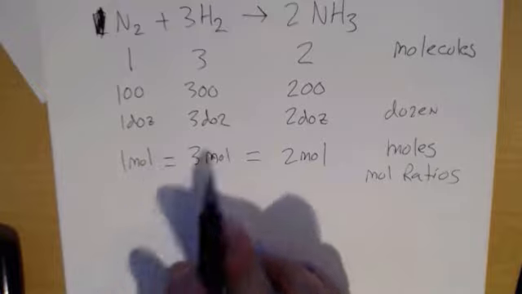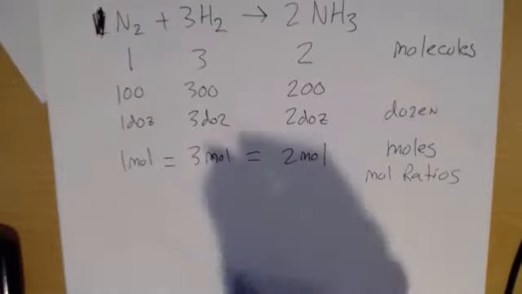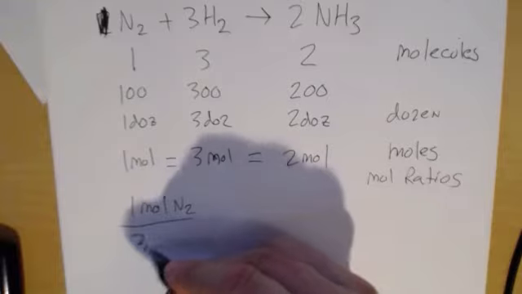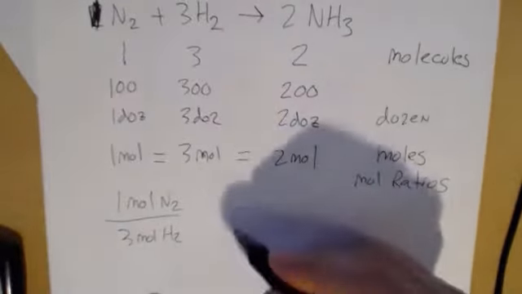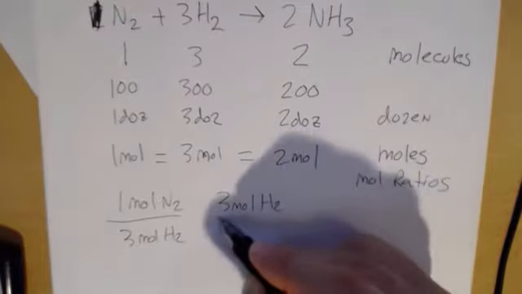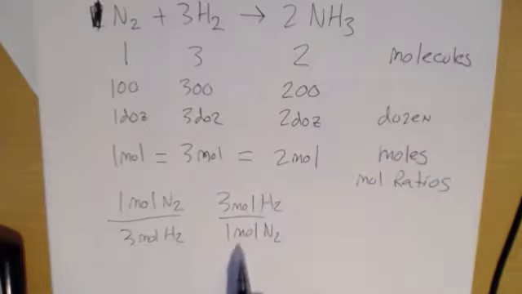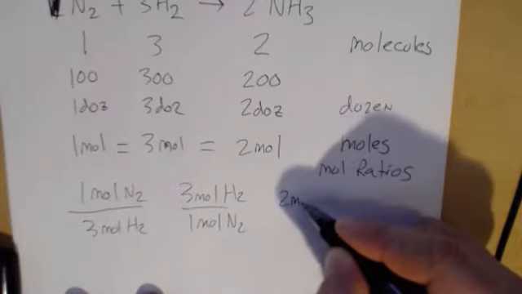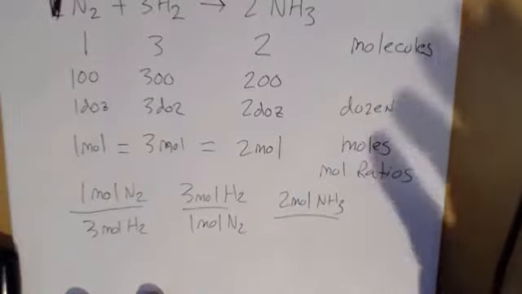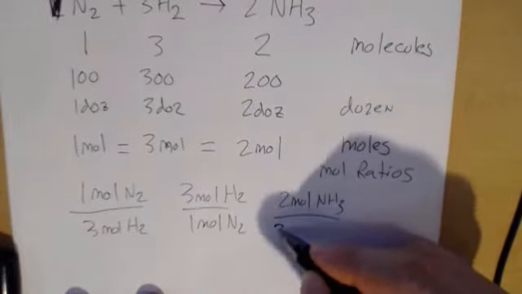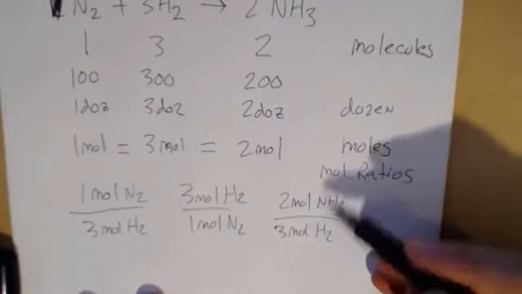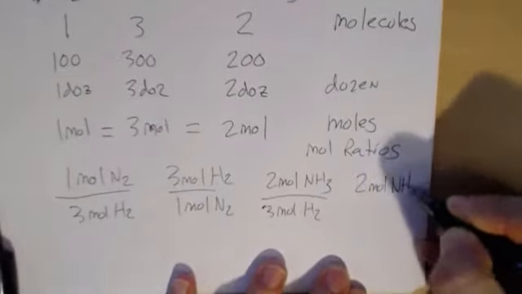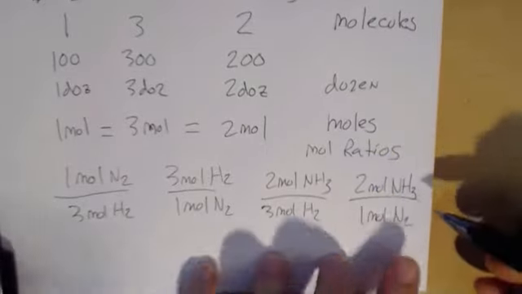I can write them as a fraction if I want. They're all equal to each other. I can have 1 mole of nitrogen over 3 moles of hydrogen, or 3 moles of hydrogen over 1 mole of nitrogen. If I wanted to cancel nitrogen, I'd use this one. If I wanted to cancel hydrogen and find nitrogen, I'd use that one. There are actually 6 different conversion factors. 2 moles of NH3 over 3 moles of hydrogen, and this one could be flipped over. Or 2 moles of ammonia over 1 mole of nitrogen, and this one could be flipped over.